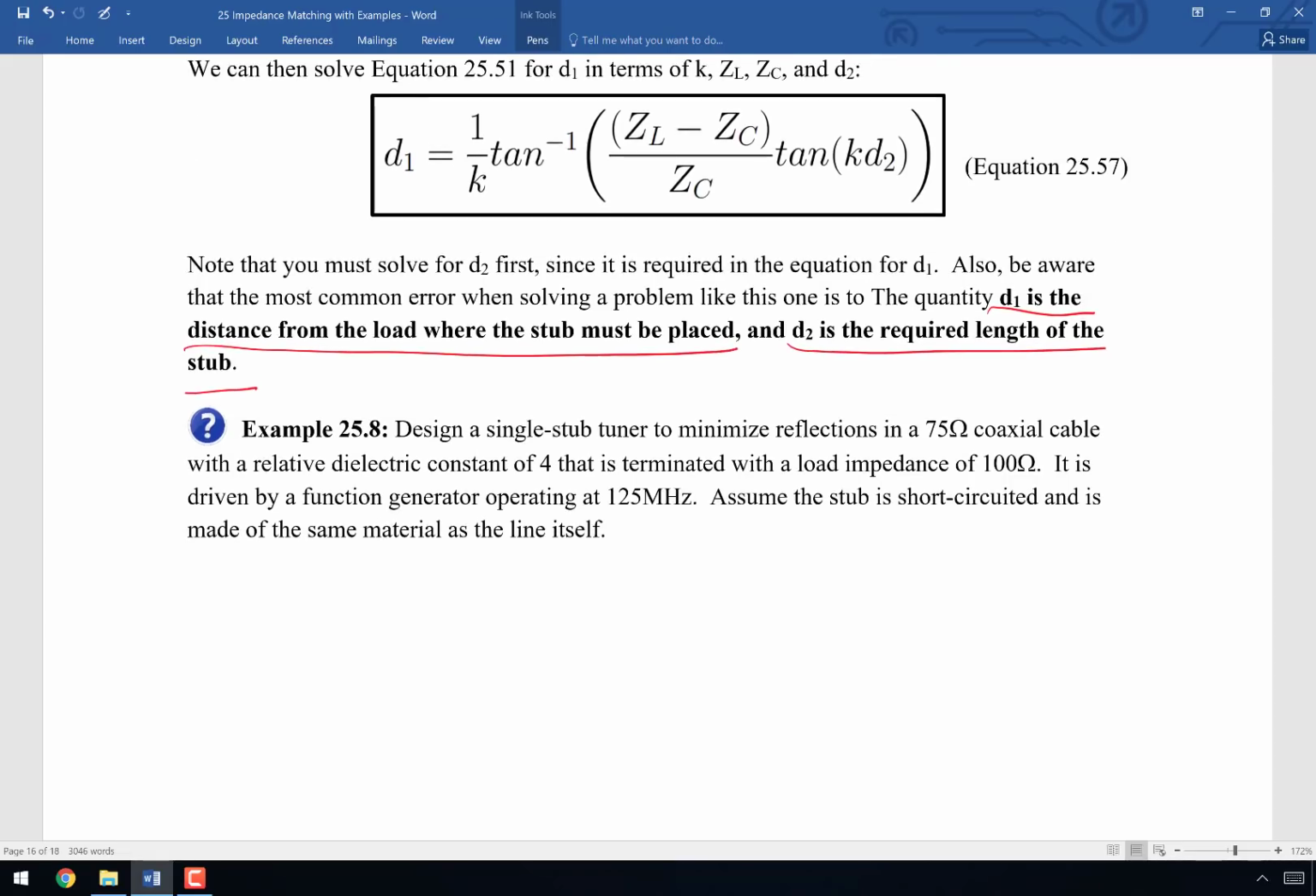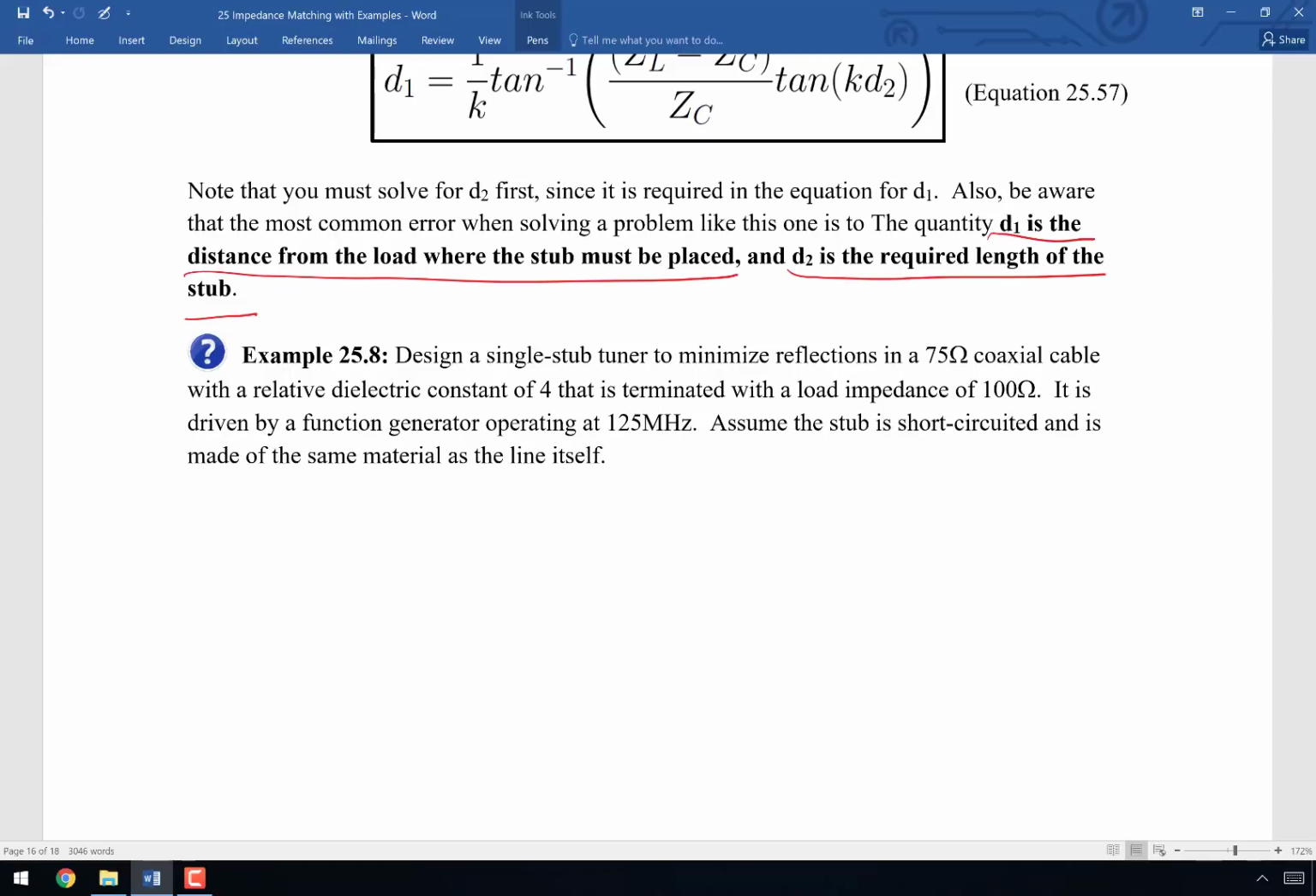That brings us to our last example for today. Design a single stub tuner to minimize reflections in a 75 ohm coaxial cable. So I know that Z sub C is equal to 75 ohms. It has a relative dielectric constant of 4, epsilon r equals 4, terminated with a load impedance of 100 ohms. And we know that the frequency is 125 megahertz.